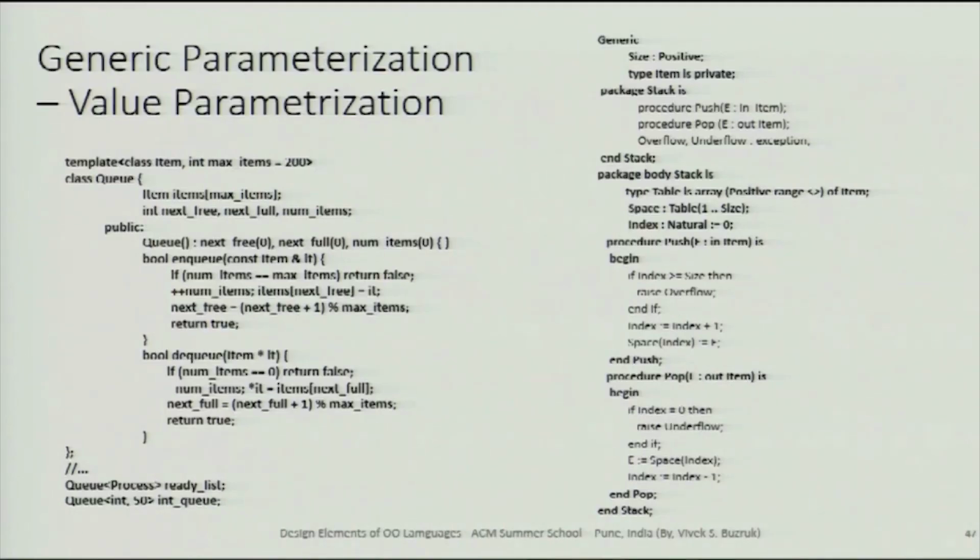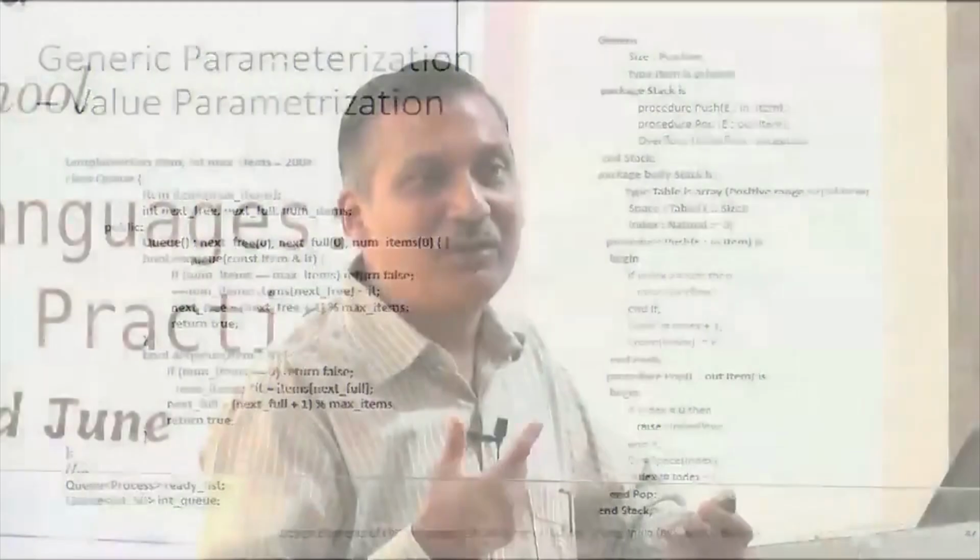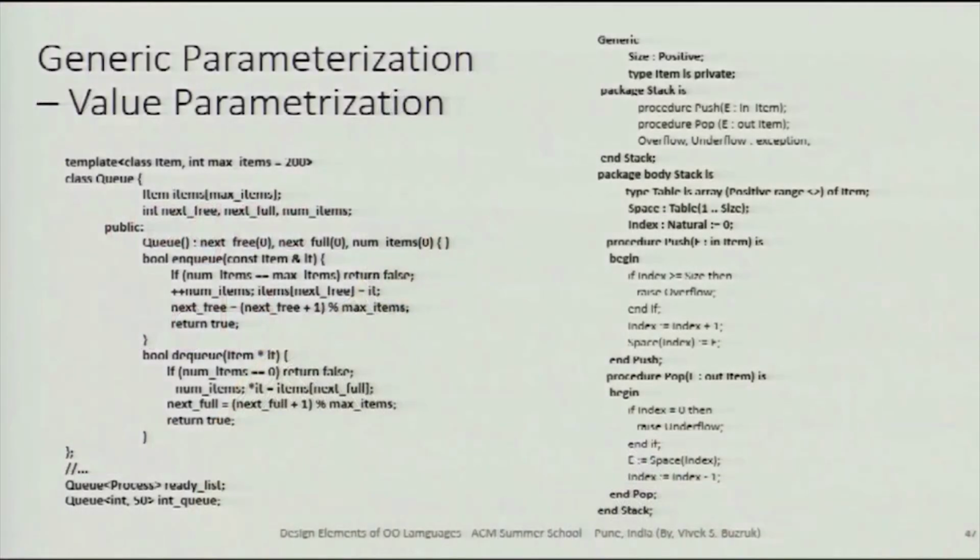So this actually helped to implement certain classes and certain abstractions in a better way. In case of ADA, it also provides this value parameterization. This is complex to explain at this stage if you are not familiar with ADA, but it is not that complex. Generic is a word that is used by ADA.